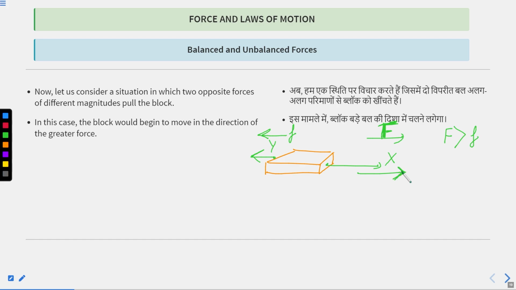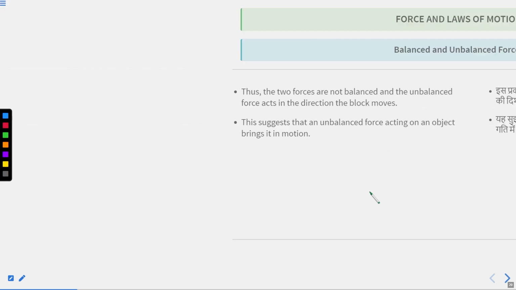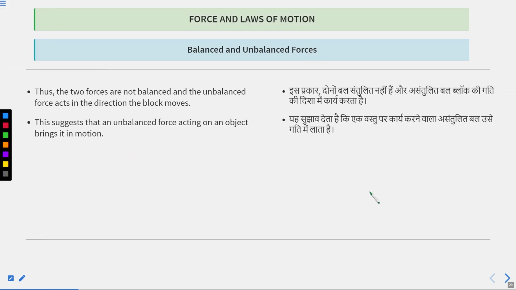Here the direction of force is opposite, but the magnitude of force is different. This capital F is a much greater force in comparison to this small f. So this object starts moving rightward. There is no balance between these two forces, so these types of forces are known as unbalanced force. The state of the object is getting changed. The two forces are not balanced and the unbalanced force acts in the direction the block moves.